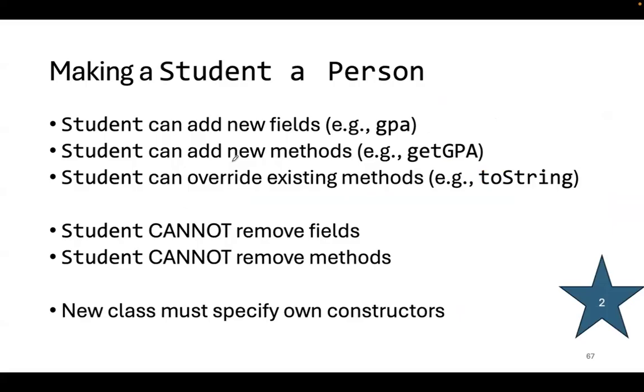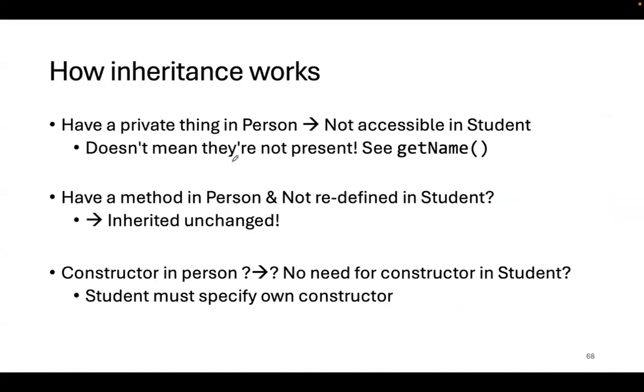Okay. So we've talked about this. Here's what employee has: new fields, new methods, can't remove anything, has to have its own constructor. Okay, so let's talk about how it works. After this, we've got some true false problems. Oh, wait, no, we have problem 3. All right, so let's talk about this.